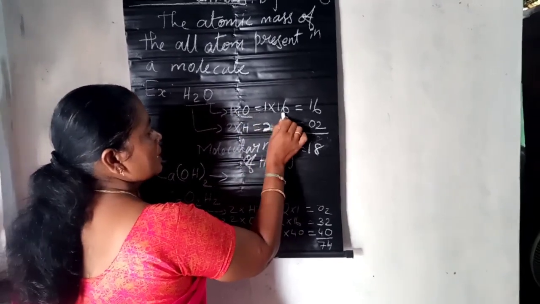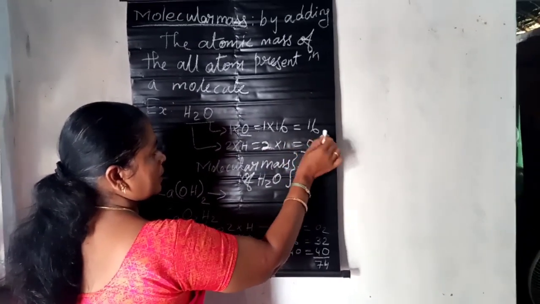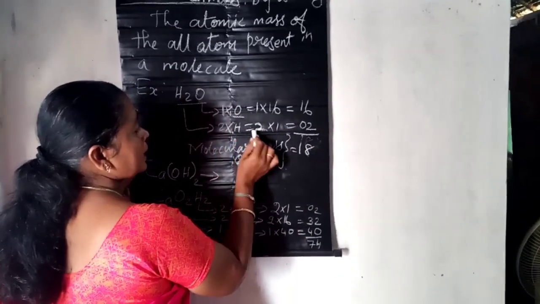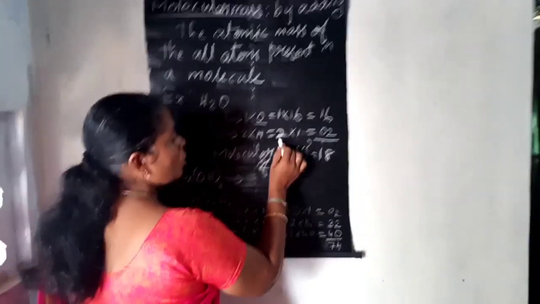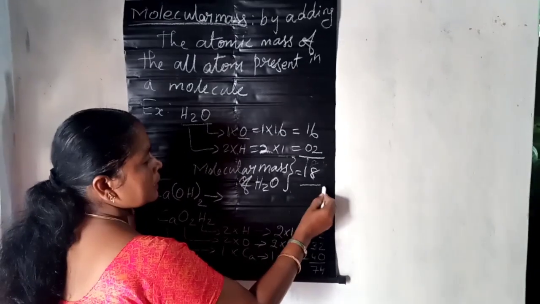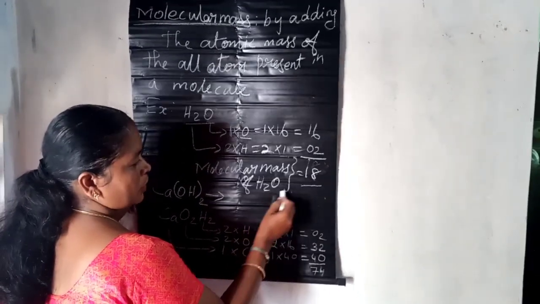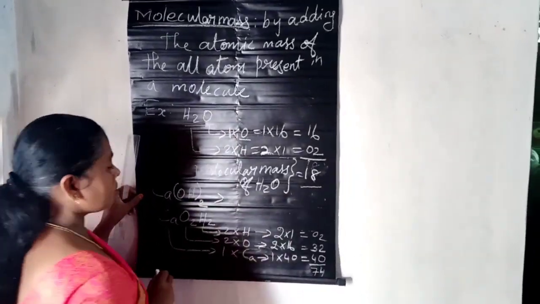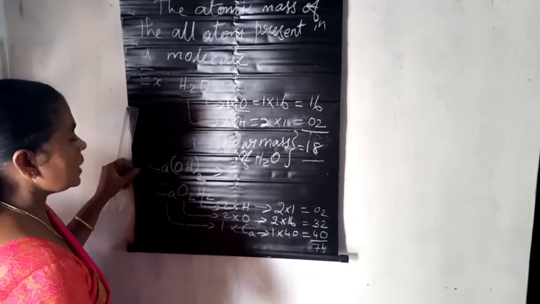Okay, 1 into oxygen is equal to 1 into 16 equal to 16. Next, 2 into hydrogen. Hydrogen atomic mass is 1. So, 2 into 1 is equal to 2. Totally, you can add it, 18. So, molecular mass of H2O is equal to 18. Okay, this one is very easy to find out.